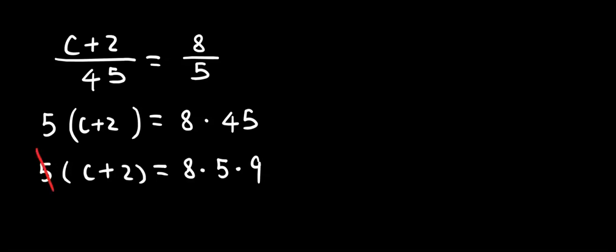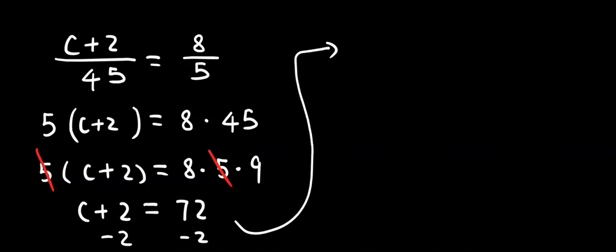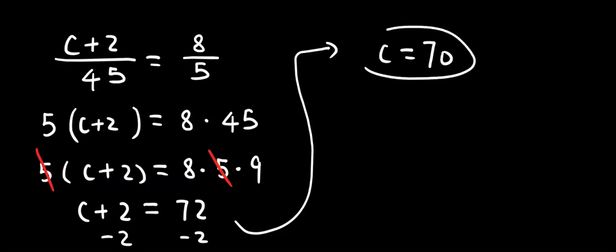Time to cancel out. Once you cancel out the 5, on your left-hand side, this parenthesis can go away. They can be erased by using an eraser. All right, so I have 8 times 9. Then we're going to minus 2 each side. Run out of space right here. C equals 70. That is our solution.